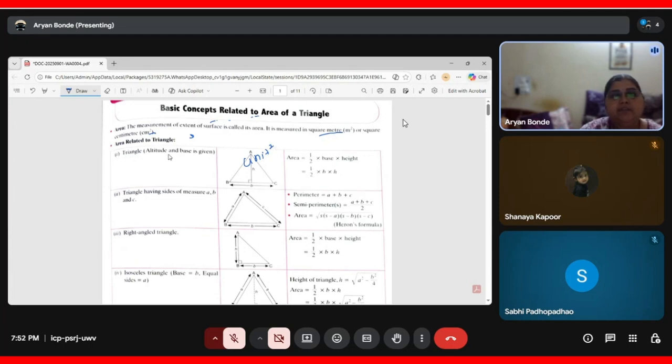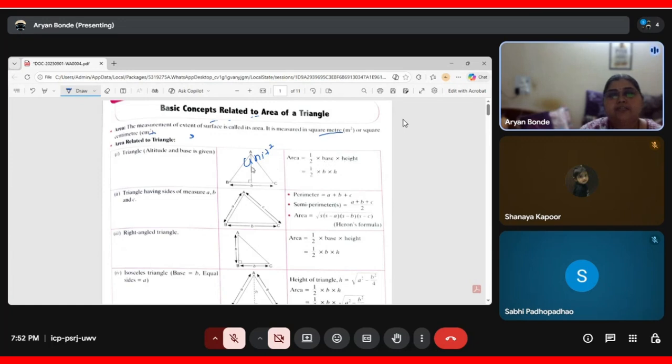In the first type, the altitude and base are given. When the altitude, meaning the height of a triangle, and the base are given, then by using this formula we can find the area of a triangle. That formula is half into base into height.